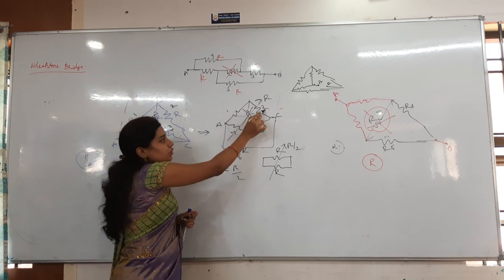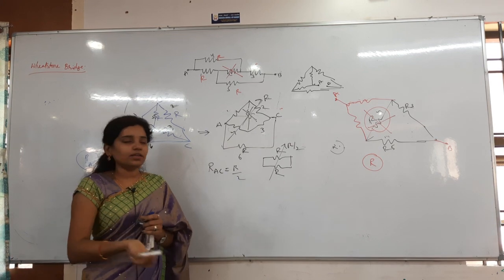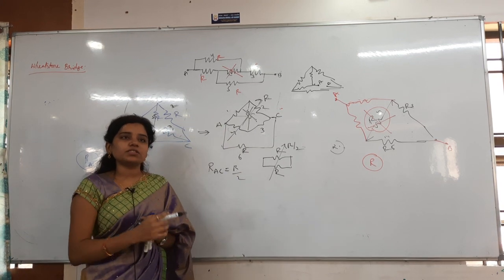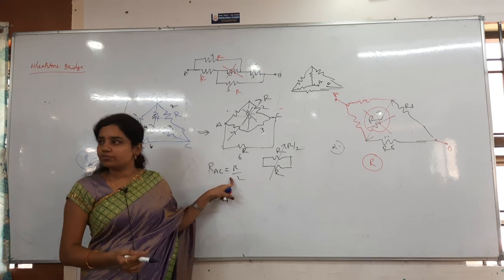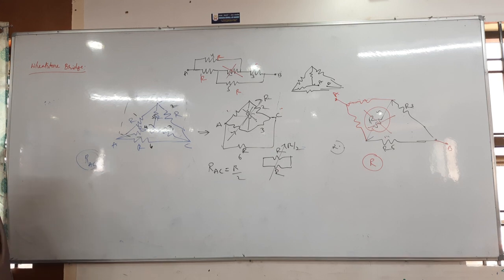Then this is how much here? 2R. This is also how much? 2R. 2R and then 2R. How much is it? R. And then R and then R. How much is it? R by 2. That is the answer we got. Clear? These points are important in the case of Wheatstone bridge problems.